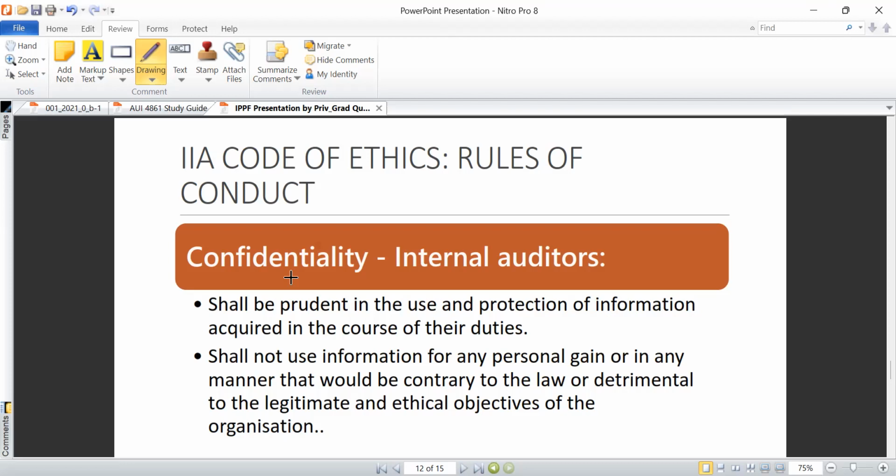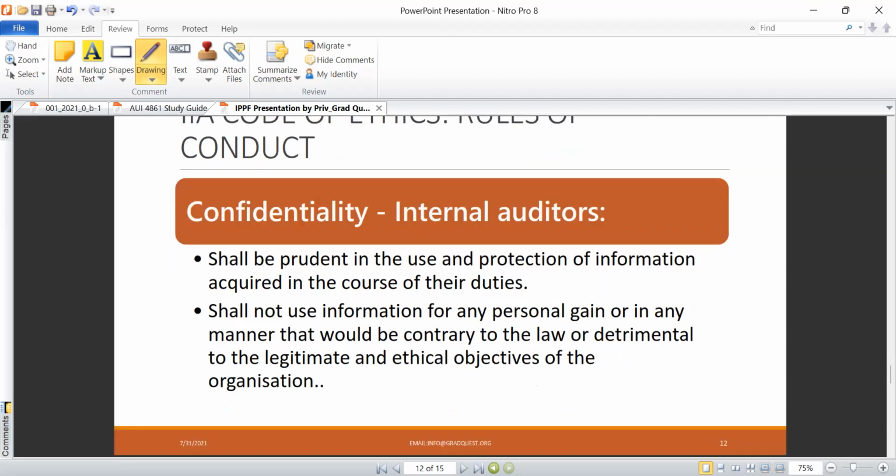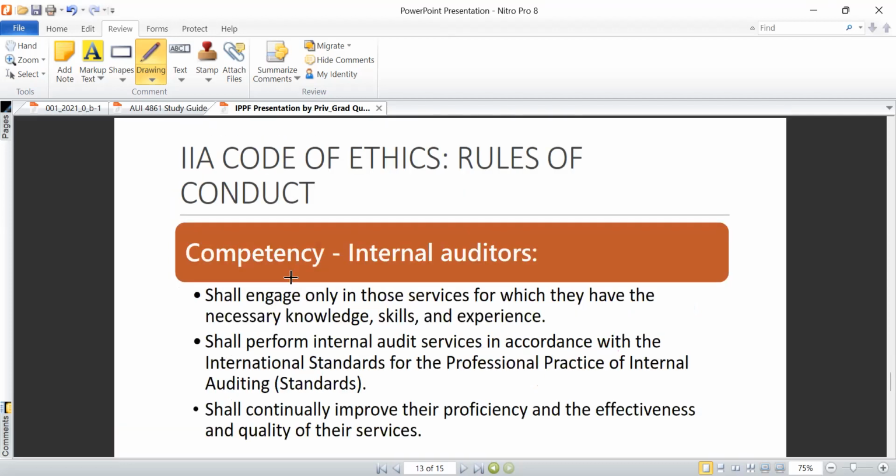So in other words, for example, you have confidential information in your hands. Now, you can only disclose such information to any other party if it is by a court order or in a court of law. That's the only way that such confidential information can be disclosed to another party other than the ones interested within the audit assignment.